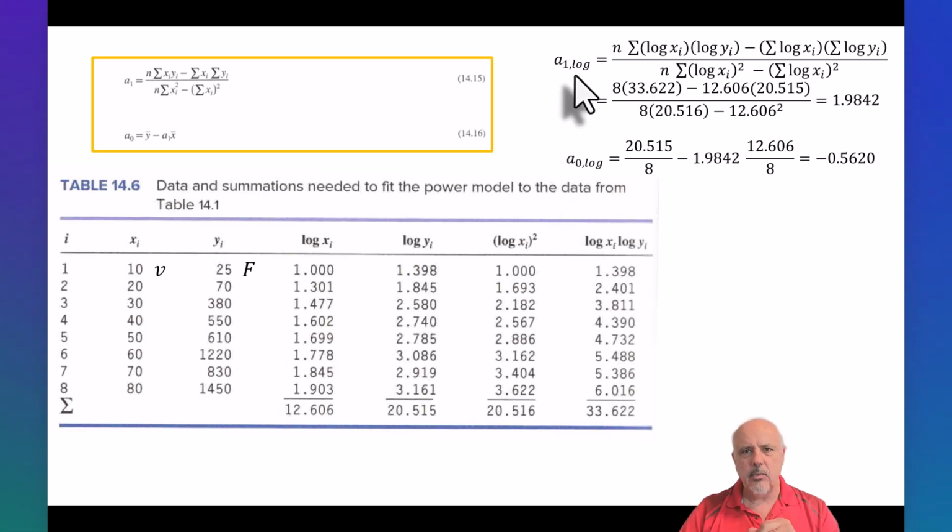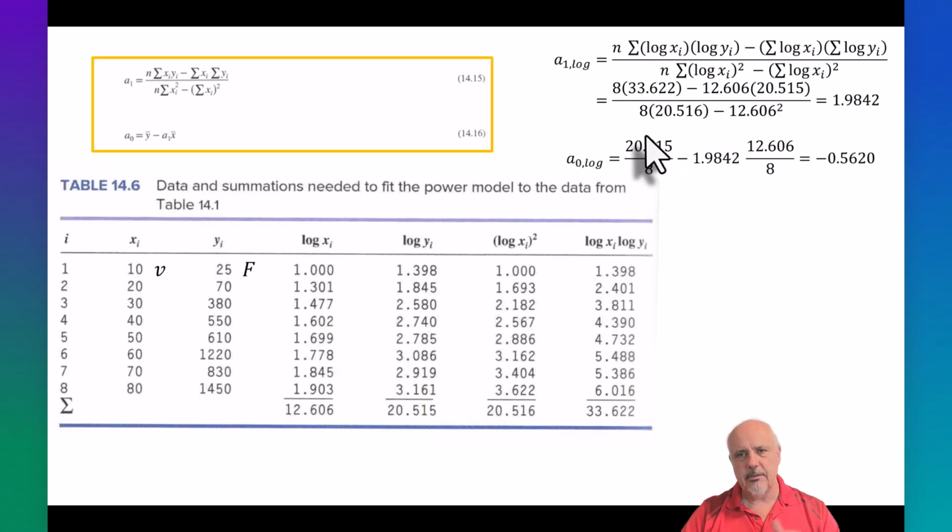Looking at my a1 log, I'm going to have n, which is 8, times the summation of log xi times log of yi, so that would be this column, and that summation is 33.622. Then I subtract off the summation of the log of xi, which would be here, 12.606, times the summation of log of yi, which would be here, 20.515. So that's my numerator up here.